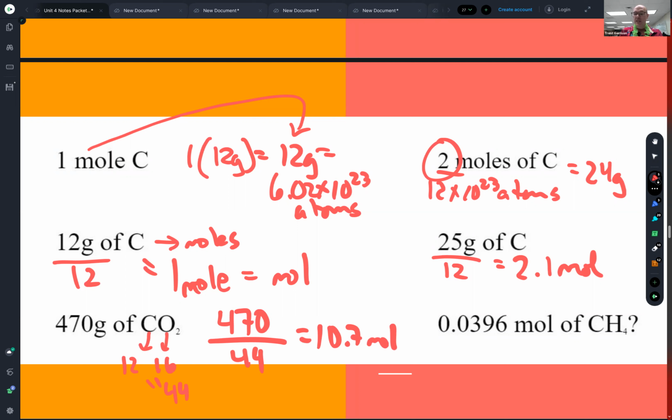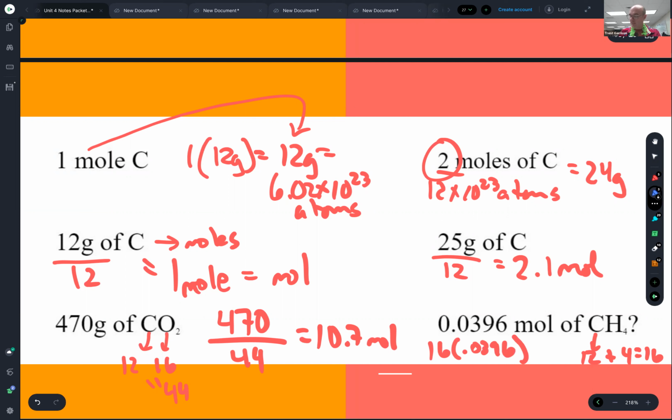Now let's remember, if you're starting with a mole amount, you are actually multiplying by the weight. So let's go and add up their weights. 12 for the carbon, 4 for the hydrogens, that weighs 16. So it'd be 16 times 0.0396. And what you would get is a very paltry small 0.63. Now, what is the unit on this? We're converting it into grams. So in all these problems, we're either converting from grams or converting into moles.